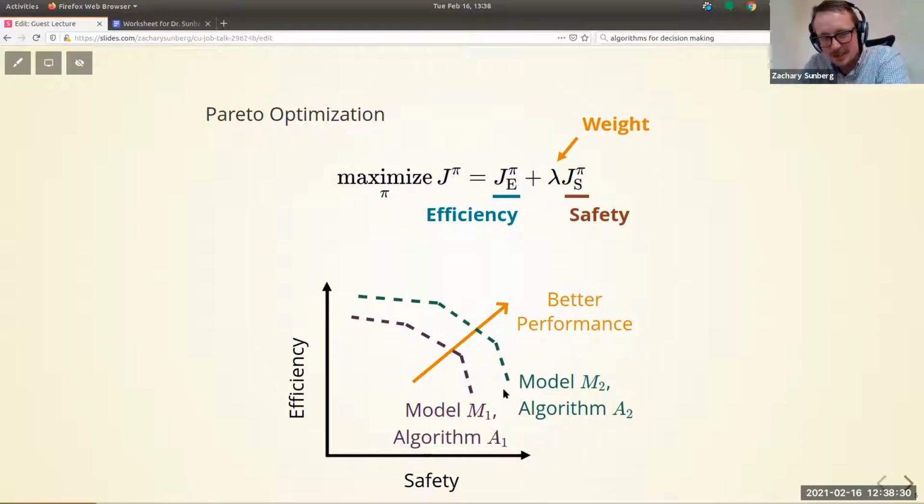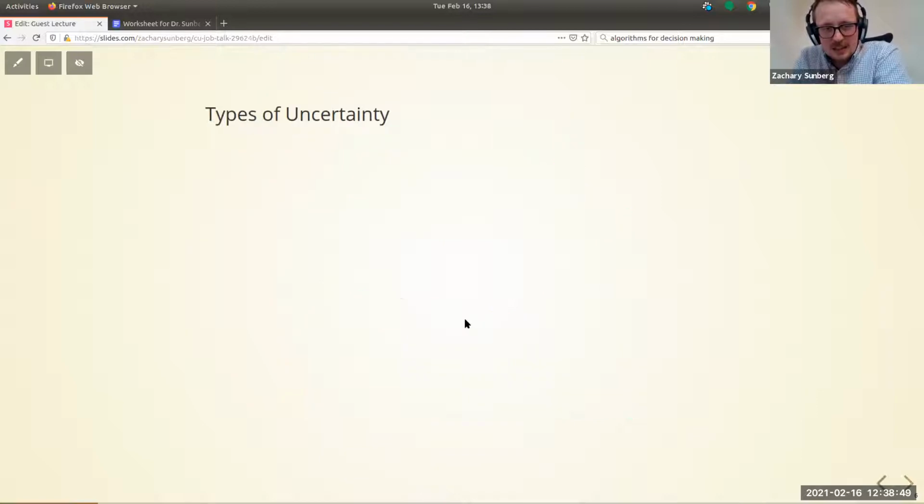So by dealing with uncertainty better, we might be able to have the same level of safety. Like these 2 points have the same level of safety, but this new model and new algorithm have a higher efficiency for that given level of safety. So let's talk about how to do that.